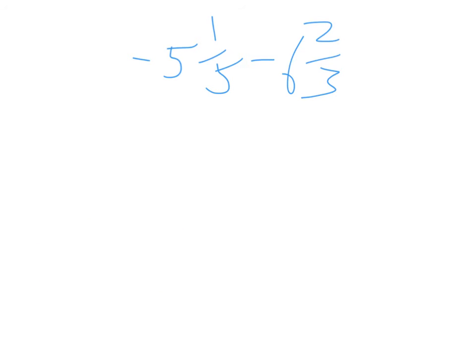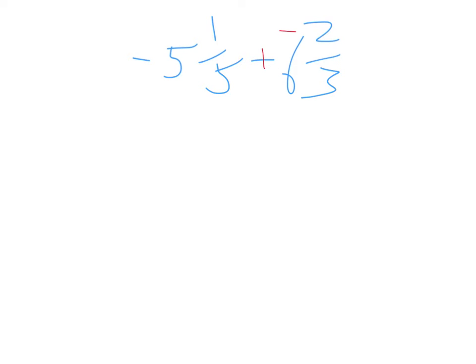Now let's talk about subtracting rational numbers. So in subtracting rational numbers, the rules are a little bit different. You might think of subtracting as the same as adding the opposite of the number you are subtracting. So if I start with negative 5 and 1/5 minus 6 and 2/3, I'm really adding a negative 6 and 2/3. And now I go to the addition rules.